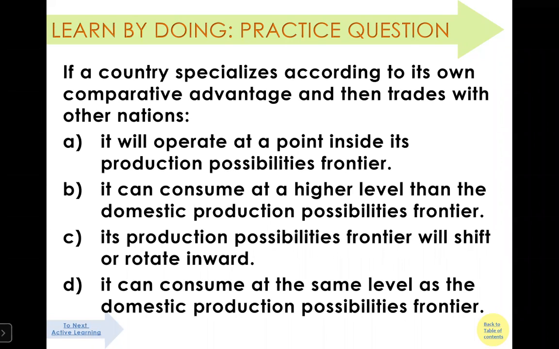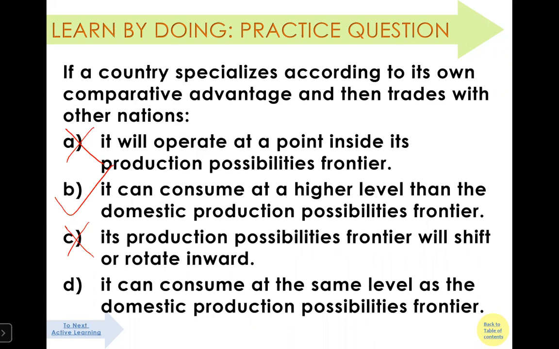If a country specializes according to its own comparative advantage and then trades with other nations, A, it will operate at a point inside its PPF. That's not occurring. B, it can consume at a higher level than the domestic PPF. That is correct. C, its PPF will shift or rotate inward. No, so its own PPF won't change.